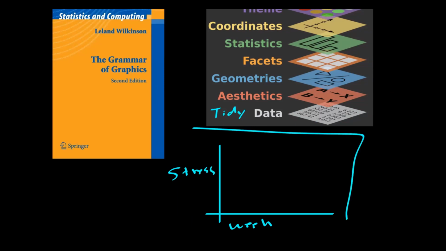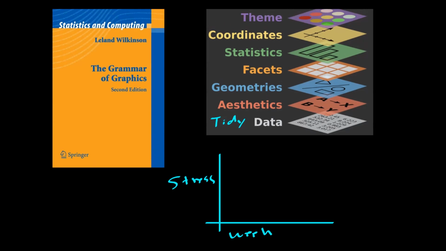I've set up an aesthetic mapping. I've mapped some X variable to the X-axis, some Y variable to the Y-axis. And then once I've set up that aesthetic mapping, I can put geometries on top of that. So maybe I make a scatter plot, right? That's one kind of geometry. A different kind of geometry might be a line plot, right? So same data, but a different geometry on top of it.